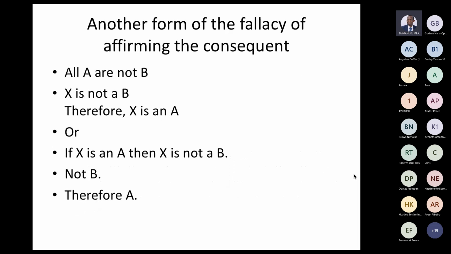Now let's look at another form of the fallacy of affirming the consequent. Now we have seen that affirming the consequent is invalid. Now there's another form of affirming the consequent, which we may mistake for denying the consequent.